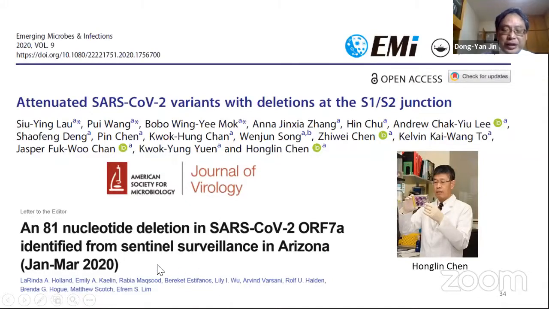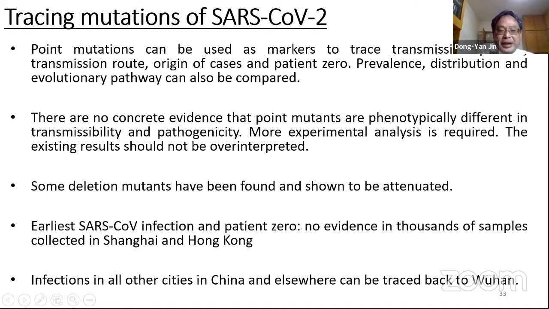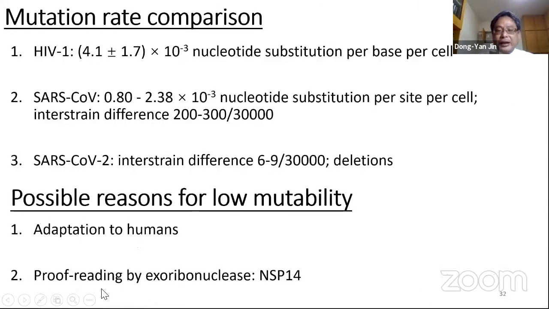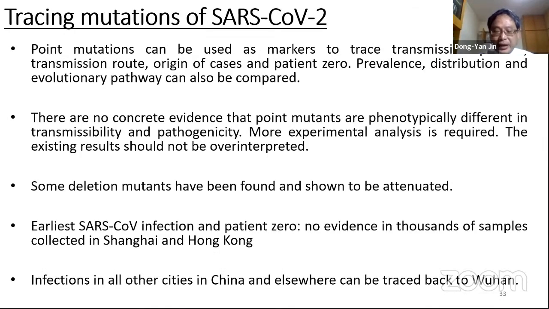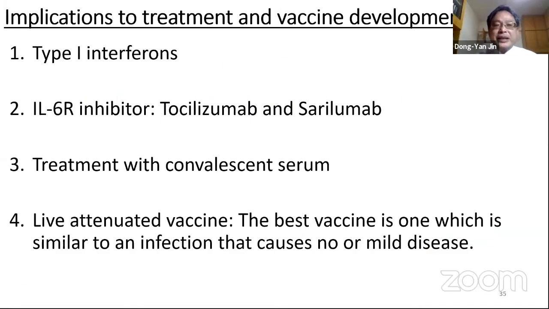And there are also several other reports, for example, ORF7A, the accessory protein, there is an 81 nucleotide deletion. And there are also deletions in ORF1A and other parts being seen, not published yet, but are being reviewed. So that is to say that deletion might be a more noteworthy change in SARS-CoV-2 compared to the point mutations. Also, point mutations are also important. So by studying the origins of SARS-CoV-2, it actually will have implications to treatment and also to vaccine development.